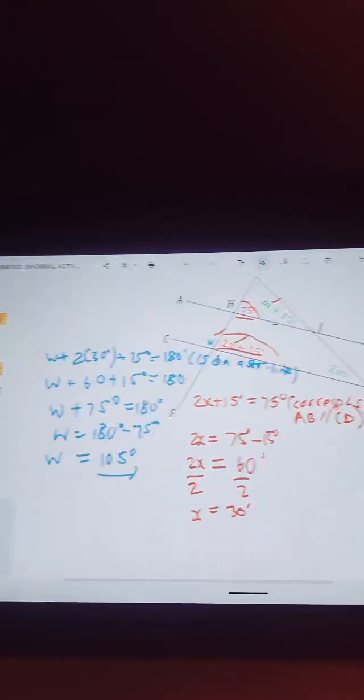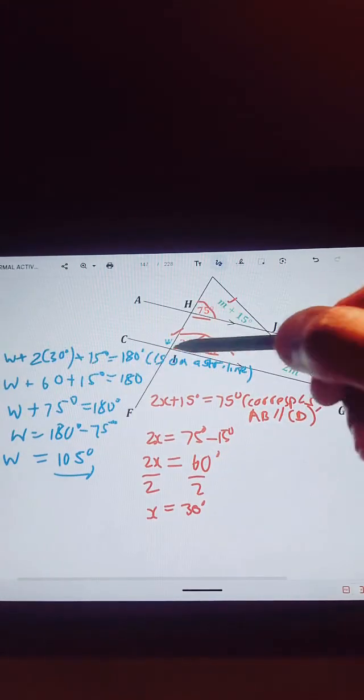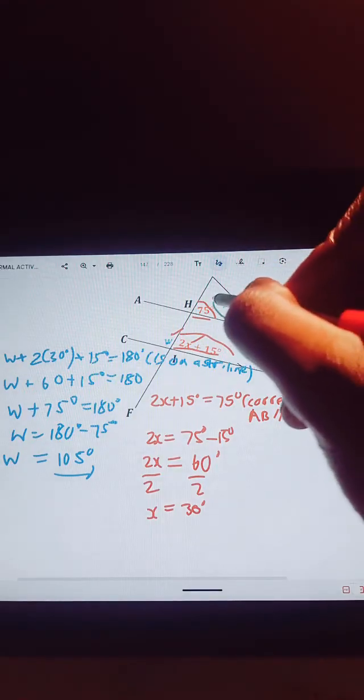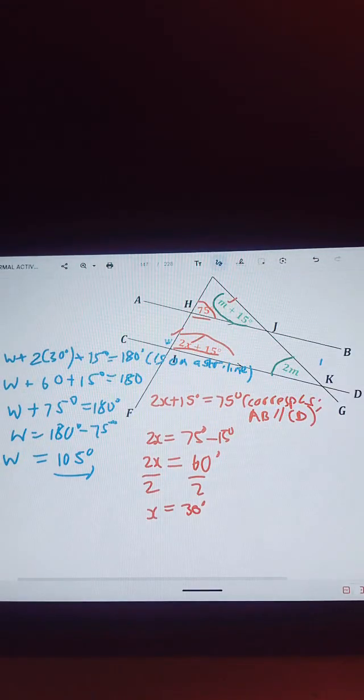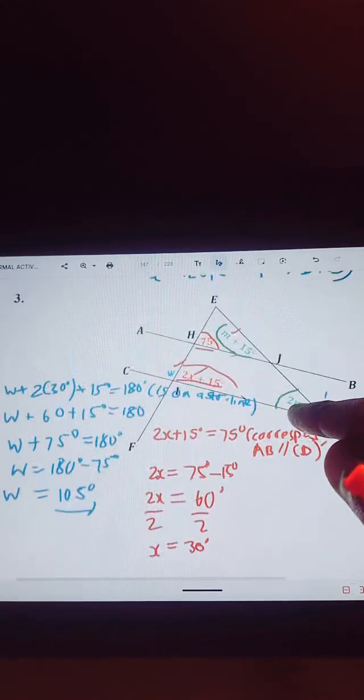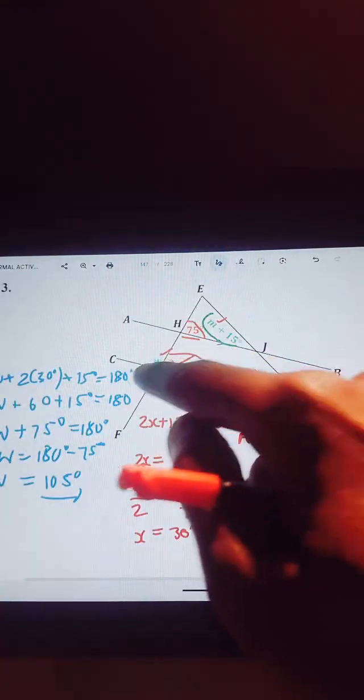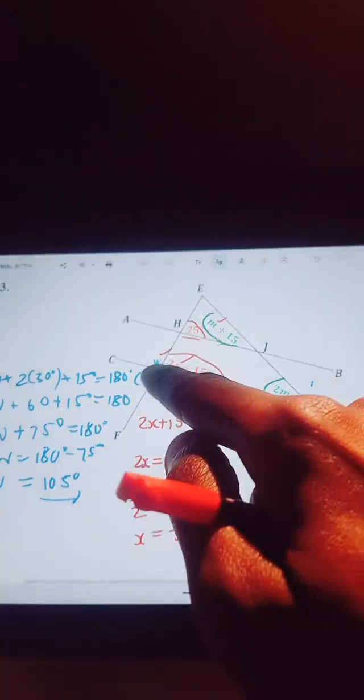So we know what x is, we know what W is. Now we need to know what M is. Now this green, which is 2M, and that, which is M plus 15. H is 105 degrees. The thing is they didn't ask us to find the value of H. They just want the small letters W, M, and X.